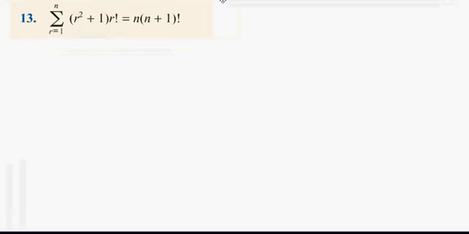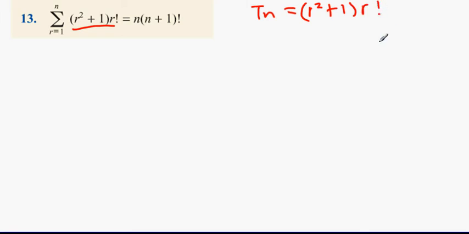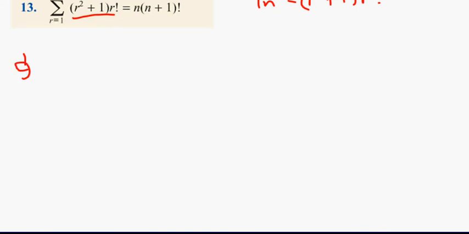So this is question 13. It's a series. What we're going to be doing is proving this to be true. Now this is the general formula: Tn is basically r squared plus 1 multiplied by r factorial. And what we're going to do is test number 1. Part 1 is testing P of 1.